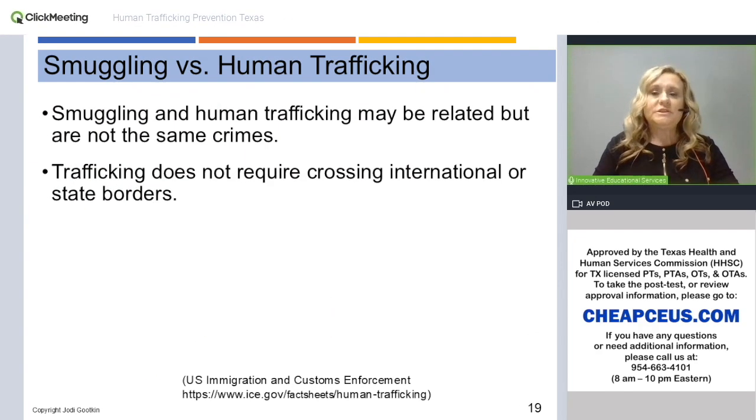As we look at the difference between smuggling and human trafficking, they may seem the same on the surface, but there are some specific differences. One aspect to recognize is that trafficking does not require crossing international or state borders. While it may have someone transported, an individual could be maintained in one location and still be a victim of human trafficking. They may be native to the country where the trafficking is still occurring. It doesn't mean it's a foreign national that was brought in.